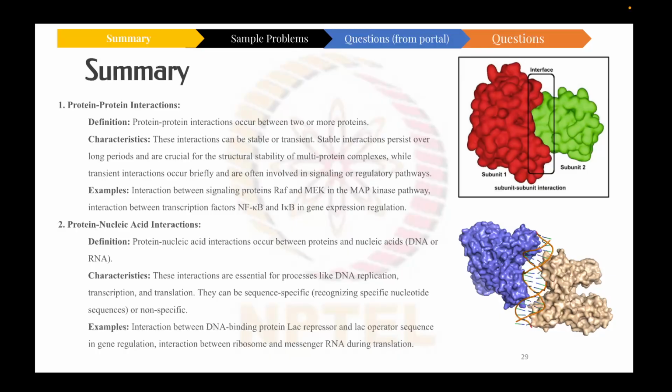In sequence-specific interactions, proteins recognize and bind to specific nucleotide sequences within DNA or RNA molecules. These interactions are characterized by high specificity and affinity, allowing proteins to regulate gene expression, DNA replication, and RNA processing with precision. Non-specific interactions occur when proteins bind to nucleic acids in a more general or non-specific manner without strict sequence specificity. These interactions typically involve electrostatic interactions and play crucial roles in processes such as chromatin organization and nucleic acid packing.